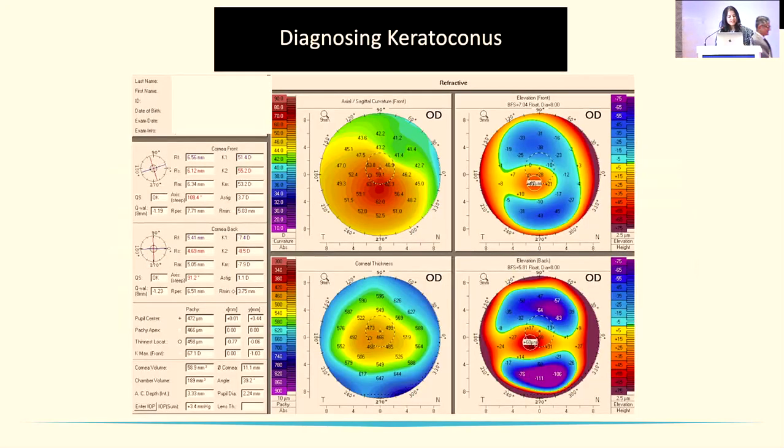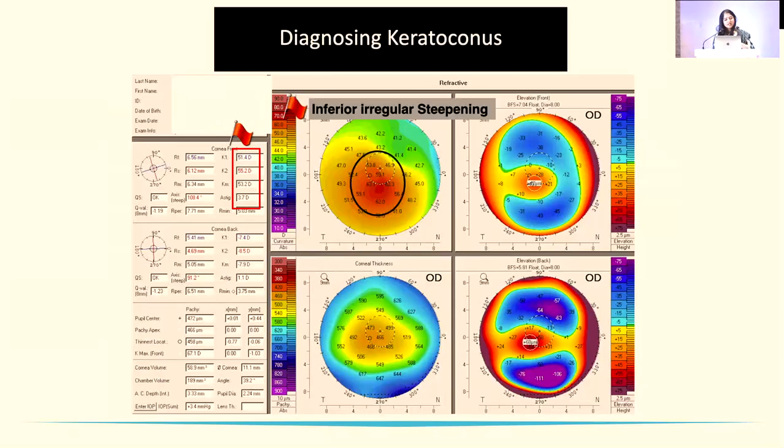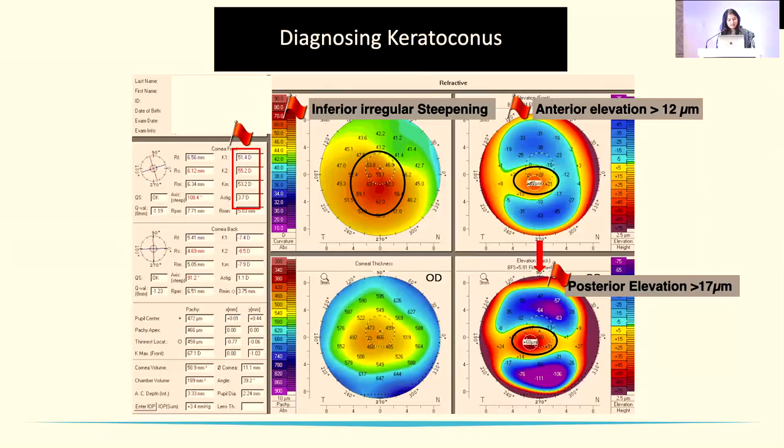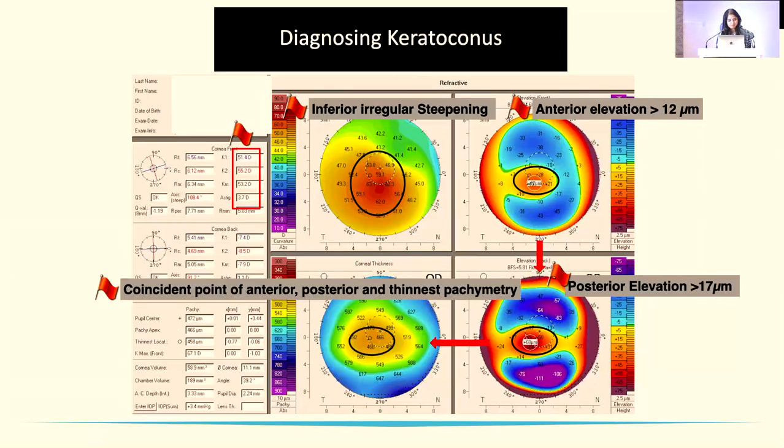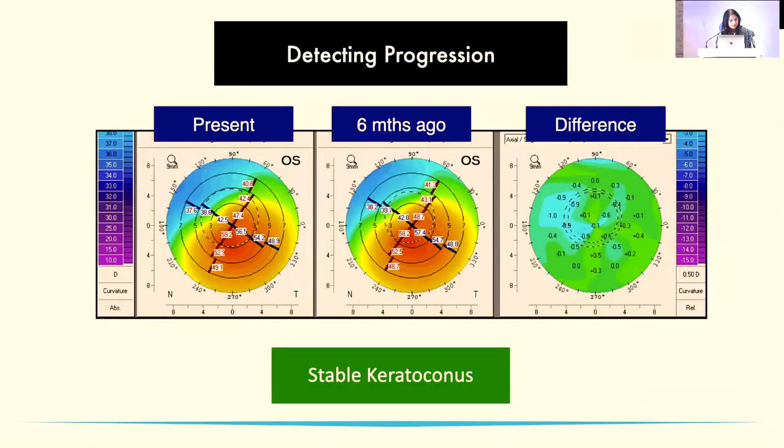It can be diagnosed with the help of corneal topography scans, where you'll see keratometric steepening, inferior irregular steepening in the keratometry maps, anterior and posterior elevation, which is usually coincident with the thinnest point on the cornea. And usually keratoconus and other corneal ectatic disorders are monitored for progression.